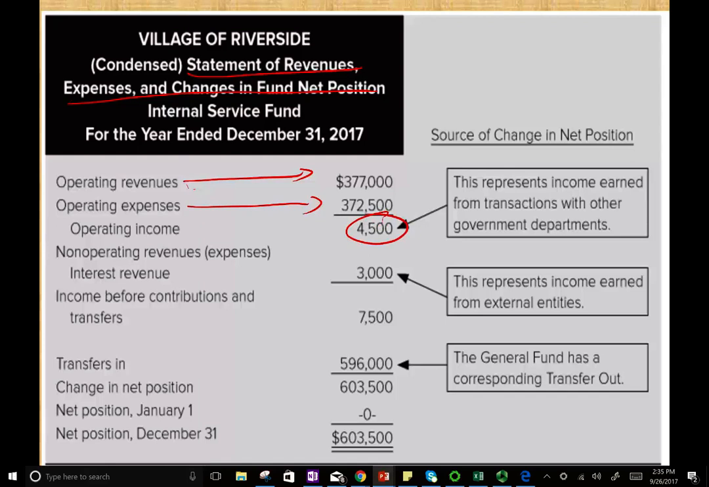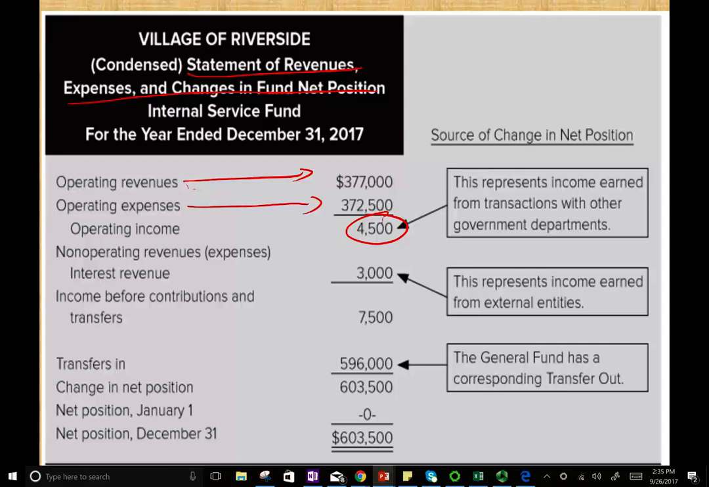Now let me ask you this. Who did we say this fund deals with? This governmental fund deals with other governmental activities. What does that mean? It means this fund charged other governmental funds, let's assume the general fund, for services, and the other fund incurred an expense.